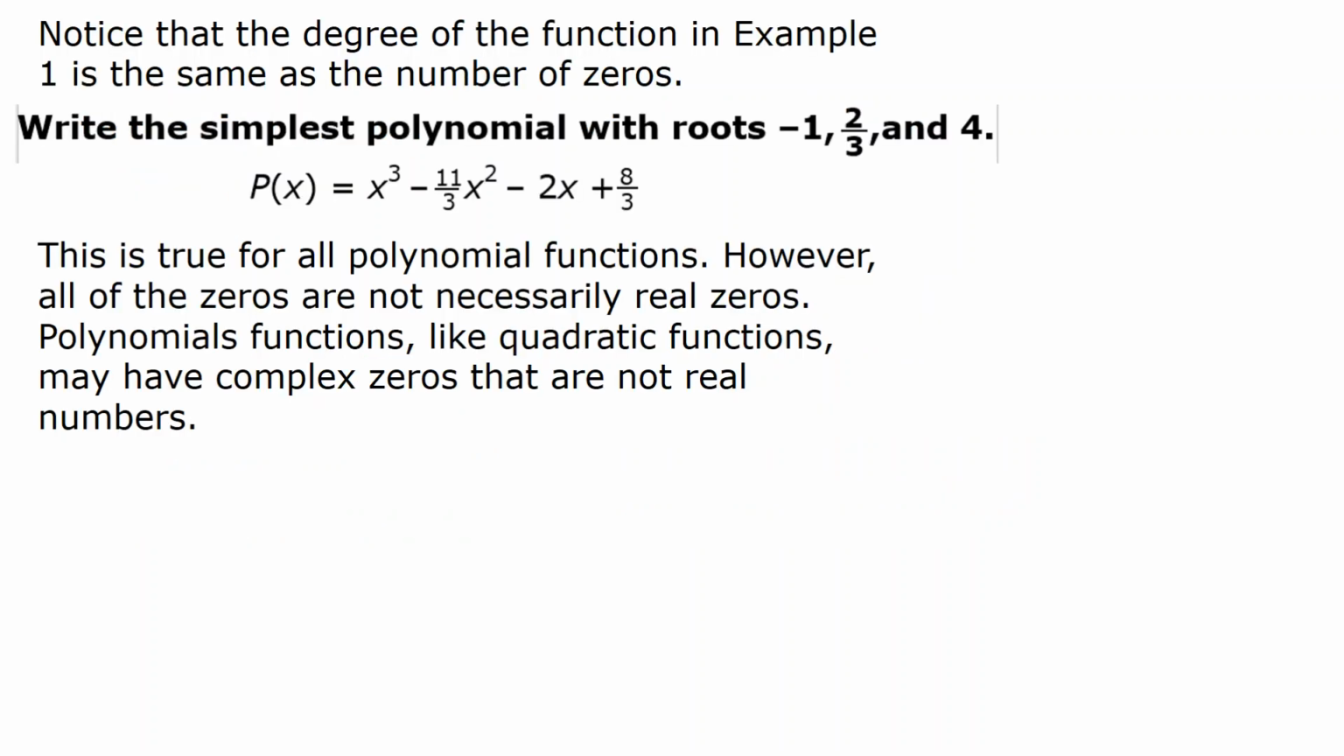All right, let's notice the degree of the function in example 1, which I just cut and pasted back onto this page, is the same as the number of zeros. So what does that mean? Notice the highest degree in this function, p of x, is 3. And notice that we had 3 real roots. So this is true for all polynomial functions. However, all of the zeros are not necessarily real zeros.